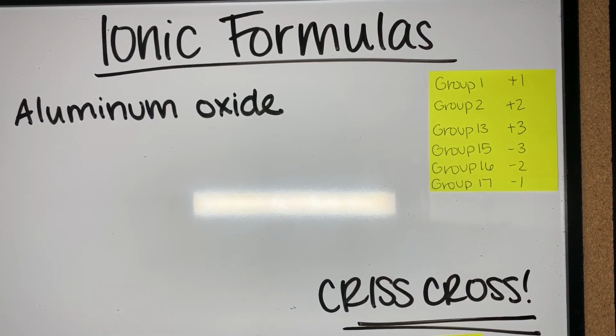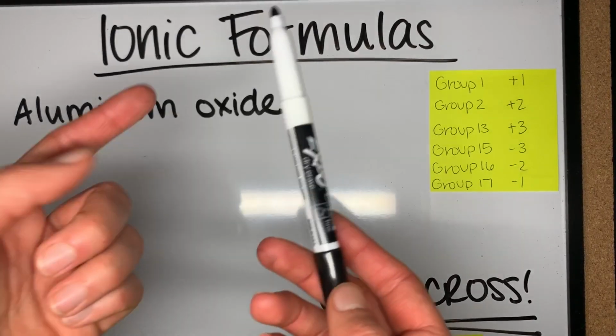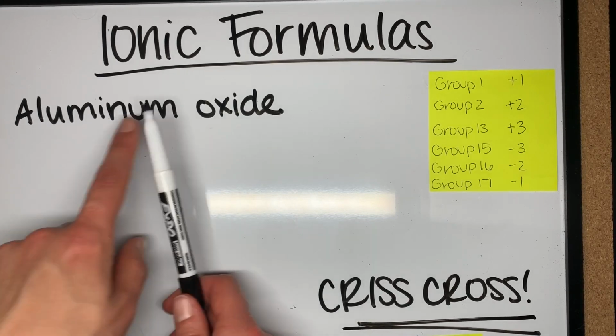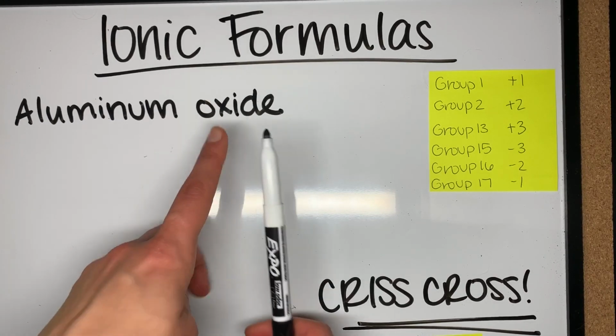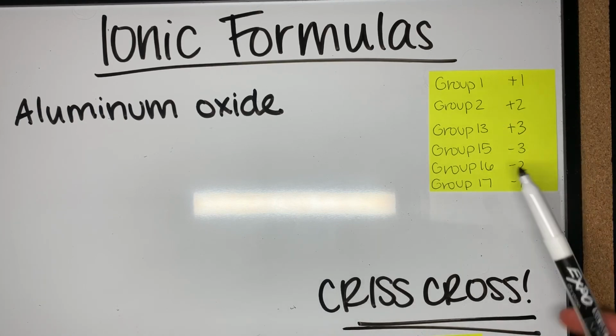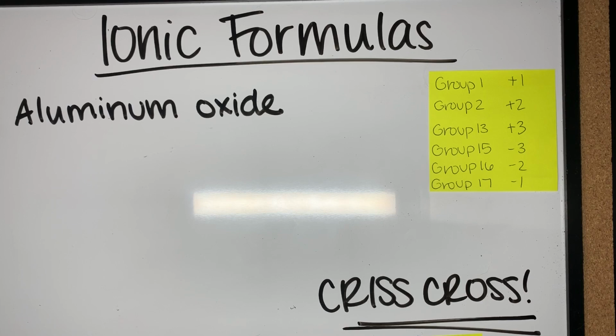Now let's go on, and we are going to learn how to write formulas for ionic compounds. Remember that ionic compounds contain a metal and a nonmetal. There are some trends on the periodic table that you are going to need to know in order to write the formulas for ionic compounds. I have them written on a post-it note, but you can easily write them on your own periodic table.